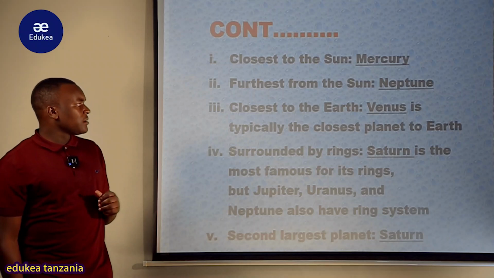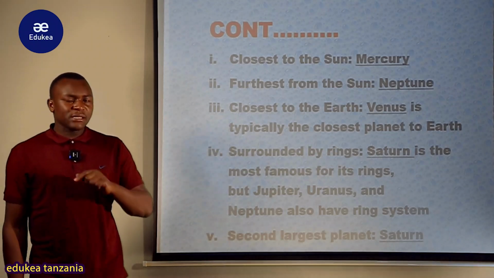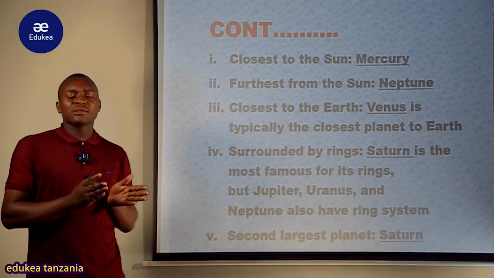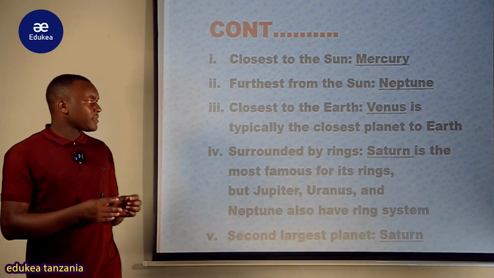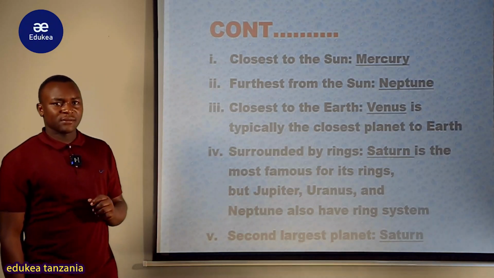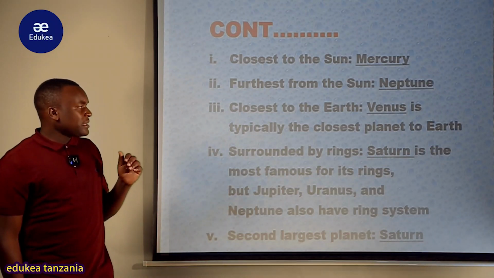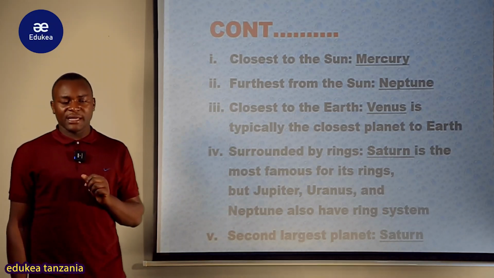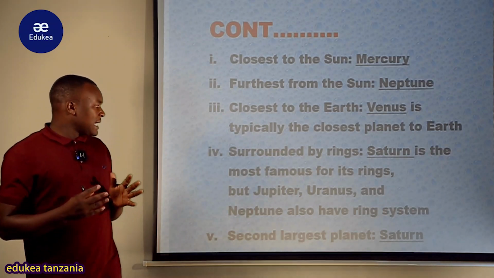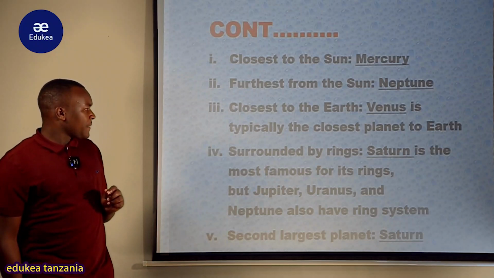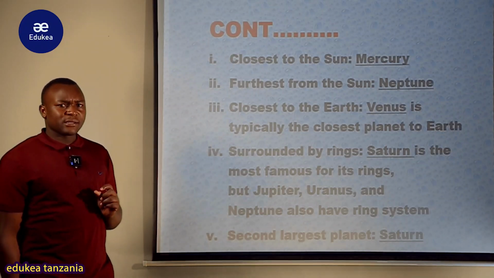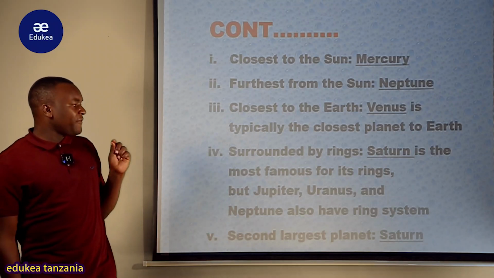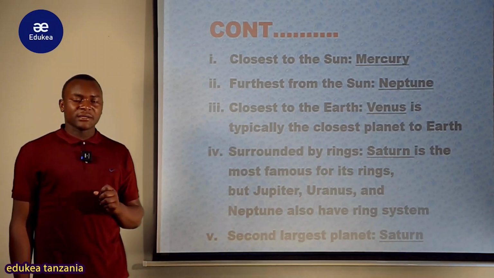But closest to the Earth, within the solar system, the planet which is closest to the Earth we call Venus. And we say Venus is typically the closest planet to the Earth. And number 4, surrounded by rings. We say Saturn is the most famous for its rings.